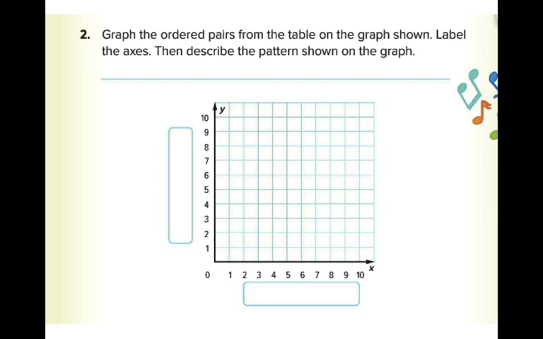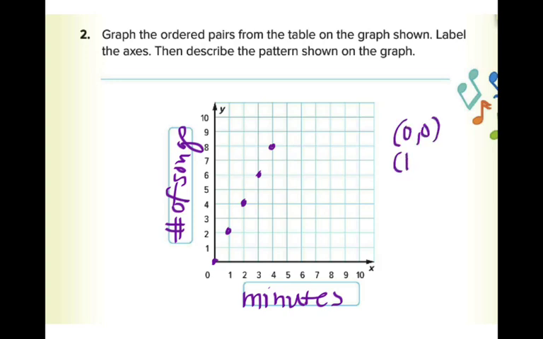Okay, then it says graph the ordered pairs from the table on the graph shown. Label the axis, then describe the pattern shown on the graph. Our X values were minutes, and the Y values were number of songs. At 0 minutes we had 0 songs. After 1 minute, how many songs did we have? 2. After 2 minutes we had 4 songs. After 3 minutes we had 6 songs. After 4 minutes we had 8 songs. So again, if I took the values from that table and turned them into ordered pairs, these would be the ordered pairs you would have.